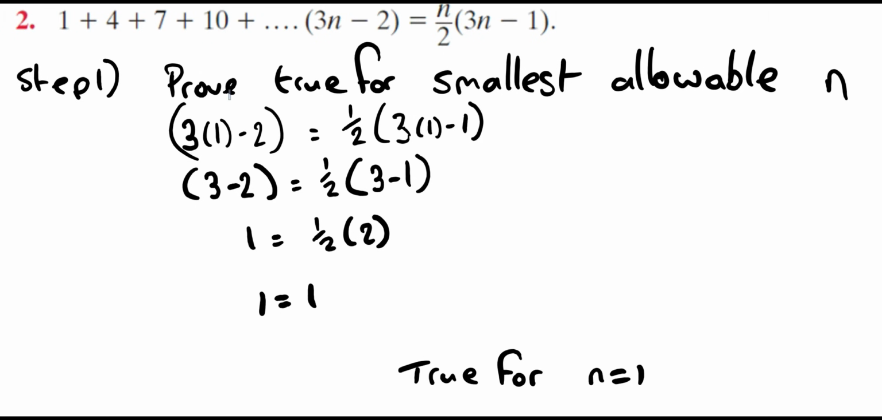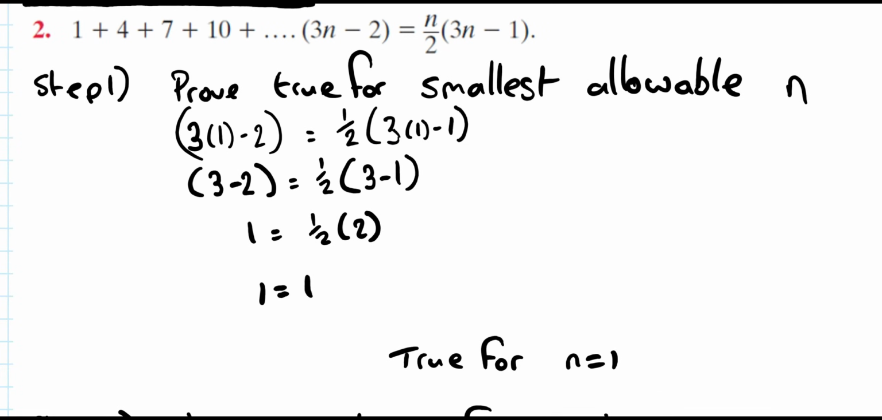But starting off with step 1. It says prove true for the smallest allowable n. Now there's no restriction on this question. We will come to a section where we have to do inequalities in proof by induction, and there will be a restriction, but there's no restriction here, so we say n is equal to 1. So subbing in 1 here, what do we get? 3 by 1 minus 2 is equal to, subbing in 1 on the right hand side, 1 over 2 by 3 by 1 minus 1. Multiply it all out, and 1 is equal to 1, which is true. Really important to do step 1.